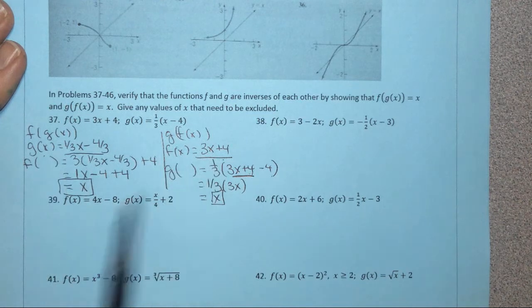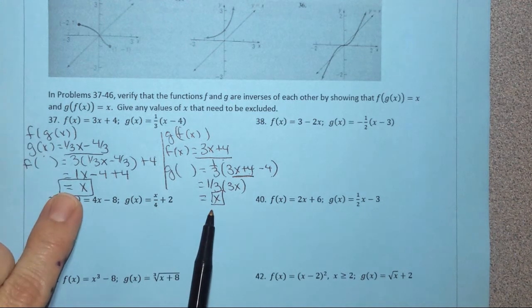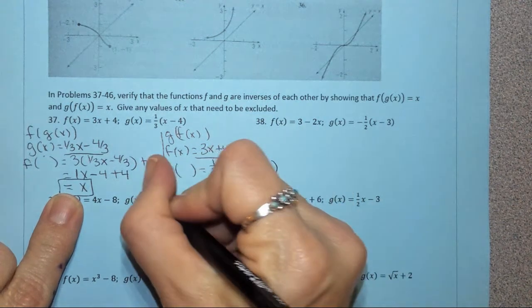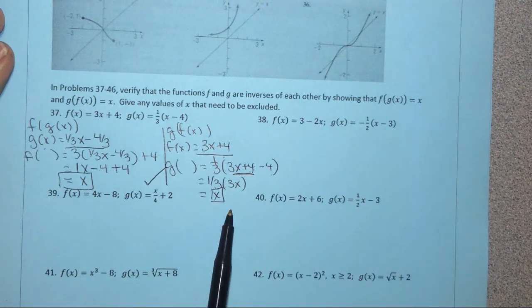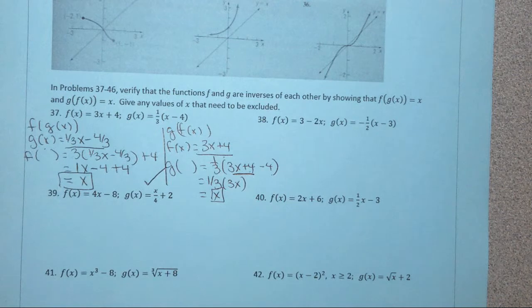So you're going to do that for all of these. You're going to do the composite one on each side and see if they both equal x. If they both do, then check, we've verified it. If either one of them doesn't equal x, either A, we made a mistake, or B, they're not inverses.